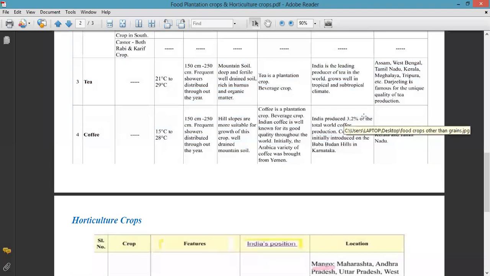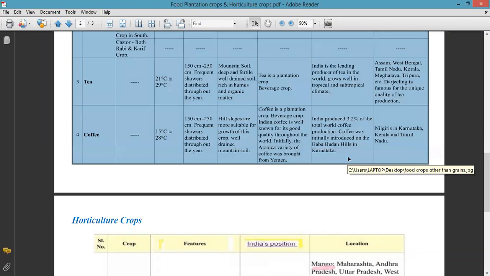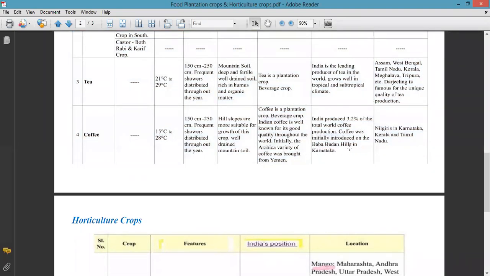See, India produces 3.2% of total world coffee. Even today, if 100 kg of coffee powder is produced every year, 3.2 kg will be from India. Coffee was initially introduced on the Baba Budan Hills in Karnataka. The very first coffee plantation was held in Karnataka state in Baba Budan Hills. Important from an exam point of view, 1 mark point of view: Baba Budan Hills in Karnataka, planted with Arabica variety coffee seeds from Yemen. Nilgiris in Karnataka, Kerala, Tamil Nadu. Nilgiris Hills is a part of the Western Ghats.